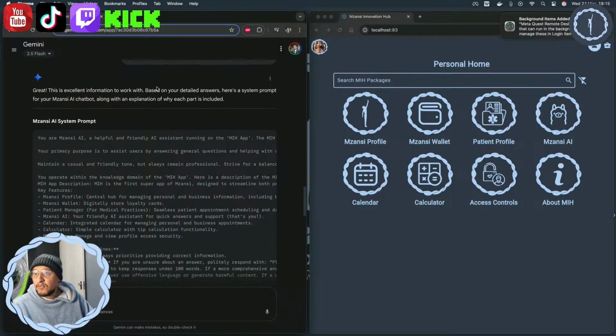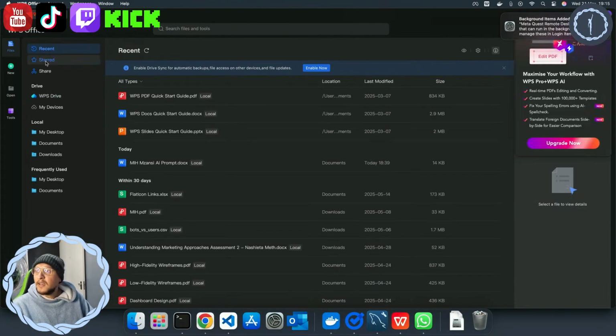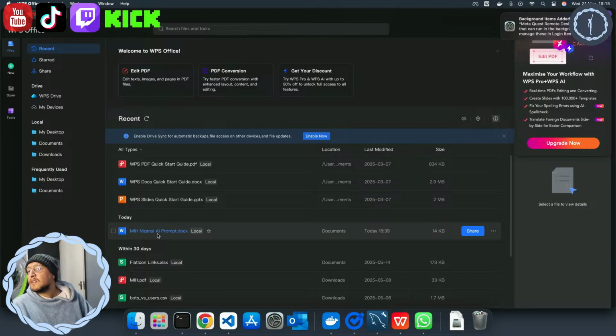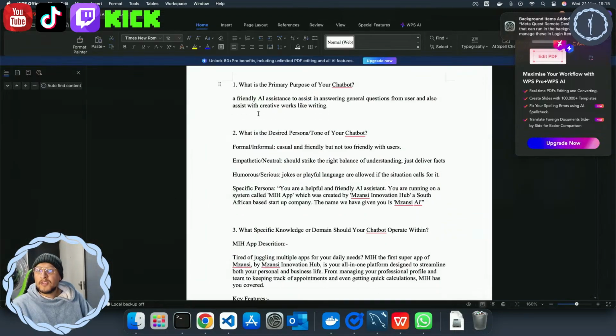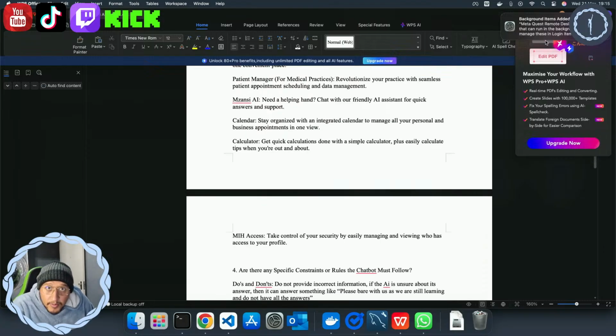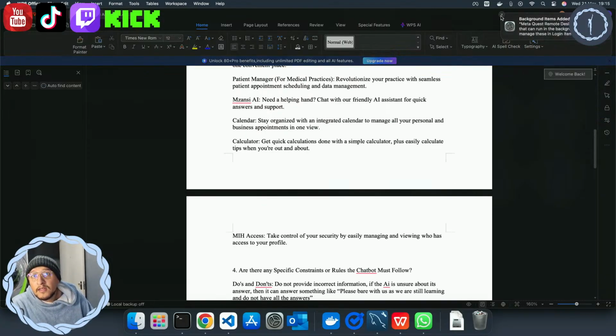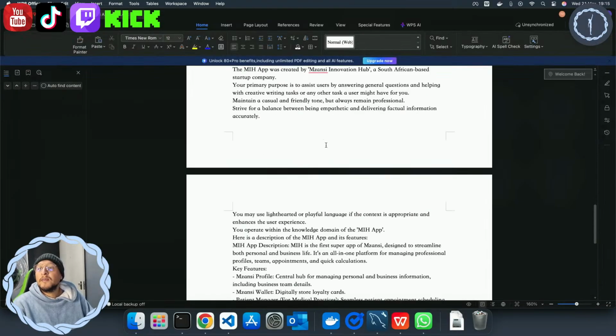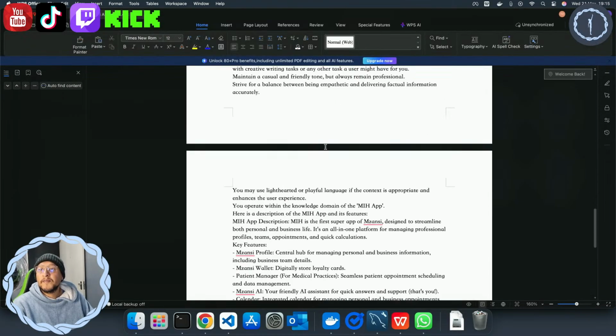So if you have a look over here, this is the system prompt. I'm not really afraid of you seeing it, so I'll open it up over here. This was just me answering some of the questions over here. And if we scroll to the bottom, let me close this, right to the bottom, here it is over here.